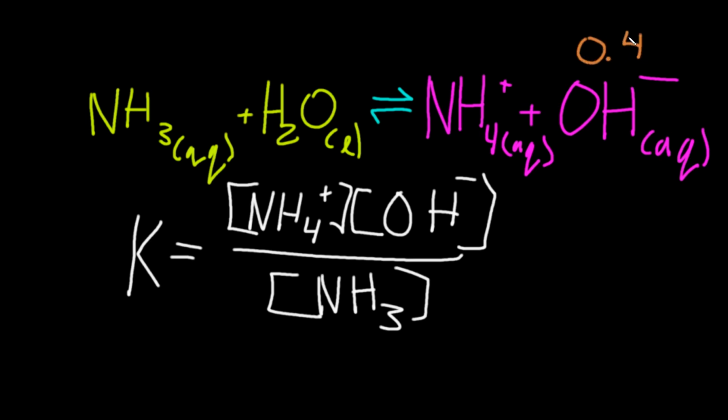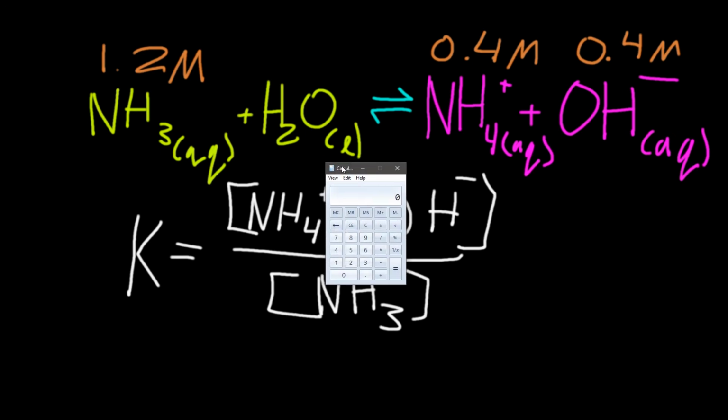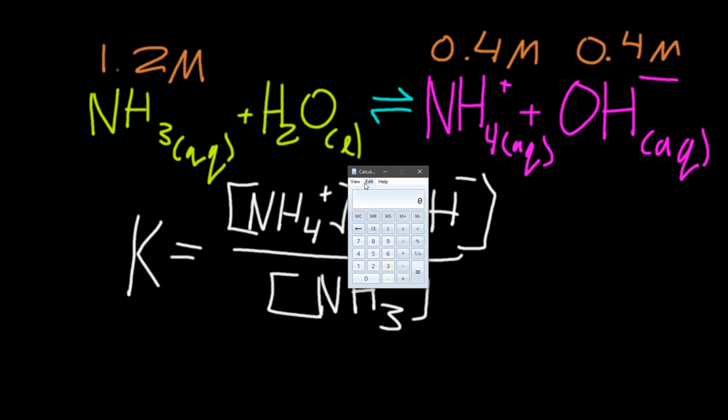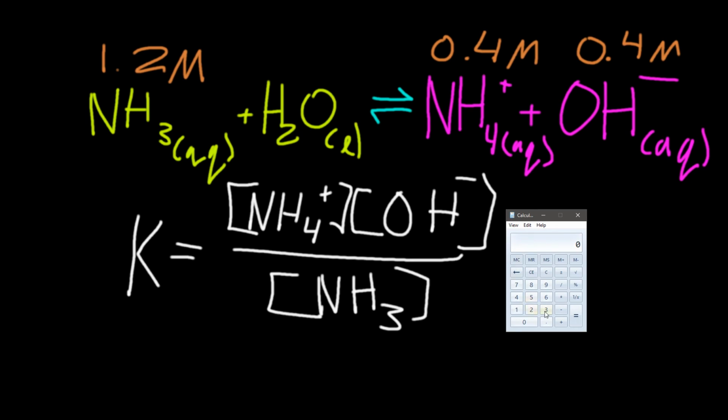I'm going to go ahead and make up some values here just for demonstrative purposes. Let's just say this is like 0.4 molar. This is also 0.4 molar. And this is 1.2 molar. The way that we could find our K expression is, let's get our calculator here: the concentration of NH4, 0.4, times the concentration of OH, 0.4, divided by the concentration of NH3. And as you can see, we'd get a rather low K value.